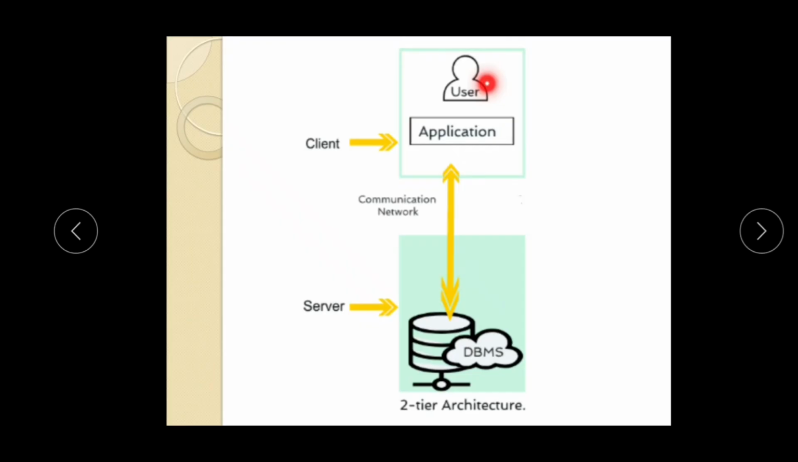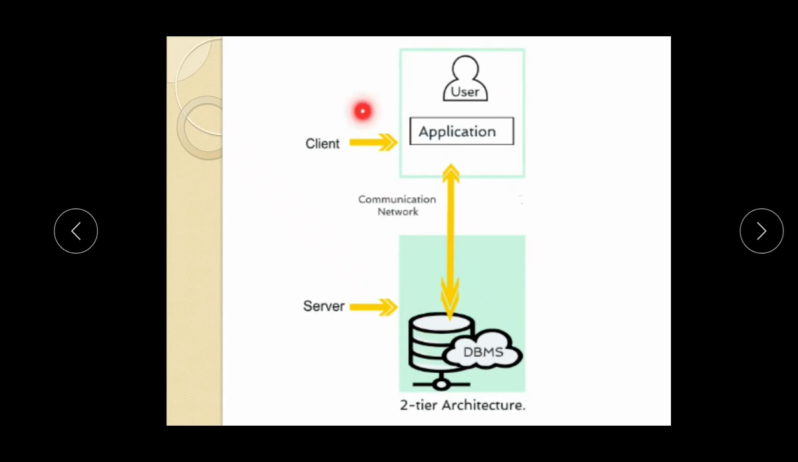Then if a client is trying to access a particular database or particular data, that query will be pre-processed by this application. It will be given to the database server. In the database server, they will be having some specialized software. That specialized software will be processing this query and give the response. Okay, so this is the actual figure for the two-tier client server architecture.